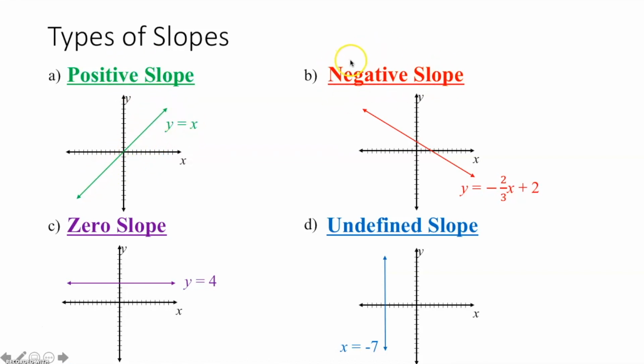A negative slope is going to occur when your line goes down and to the right. It occurs when, as your x values are increasing, your y values are decreasing. And for example, we have y is equal to negative 2/3 x plus 2 here. This line has a negative slope.